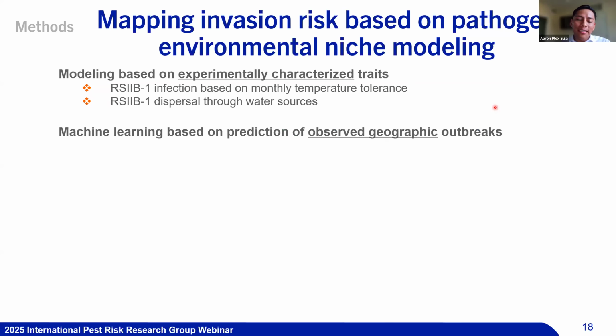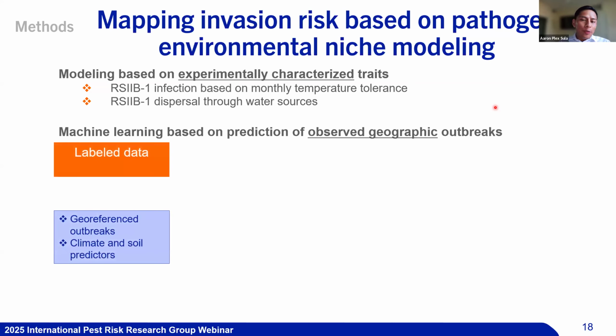On the other hand, there is the scenario where we know very little about which environmental factors are associated with the distribution of these pests. In this case, what we can use is machine learning models trained on observed geographic outbreaks to understand more or less the potential climate suitability for a pest species. In this case, we used compiled information about georeferenced pathogen outbreaks globally, which are the response variables for the models, and 7 climate and soil predictors as the potential explanatory variables in these models.